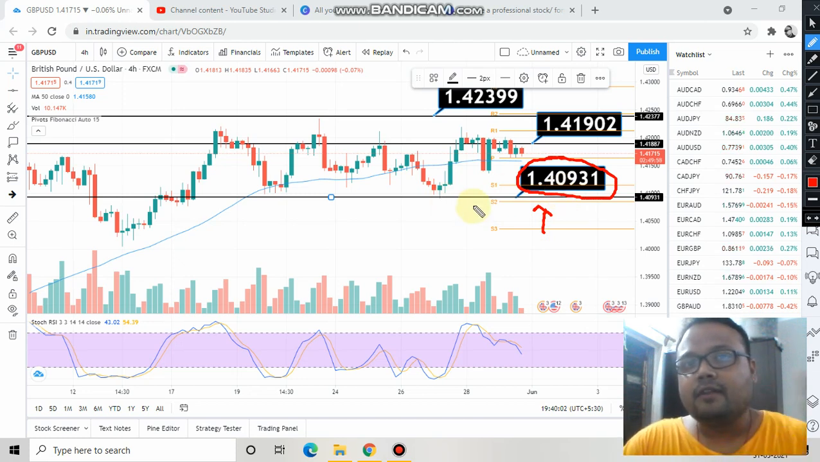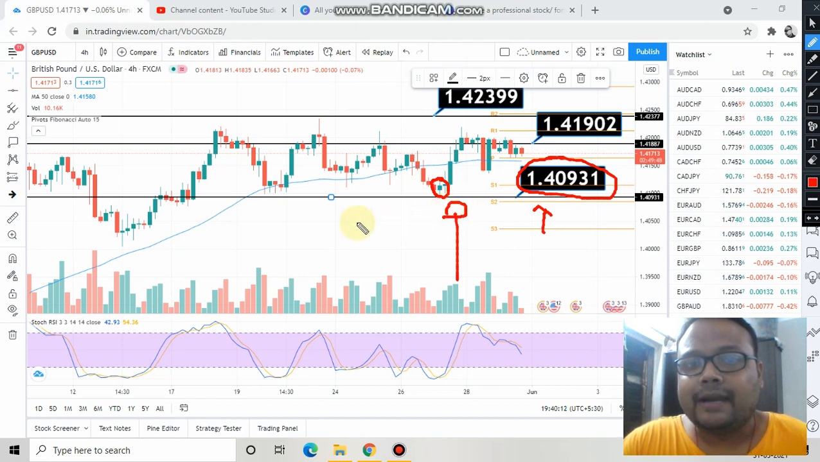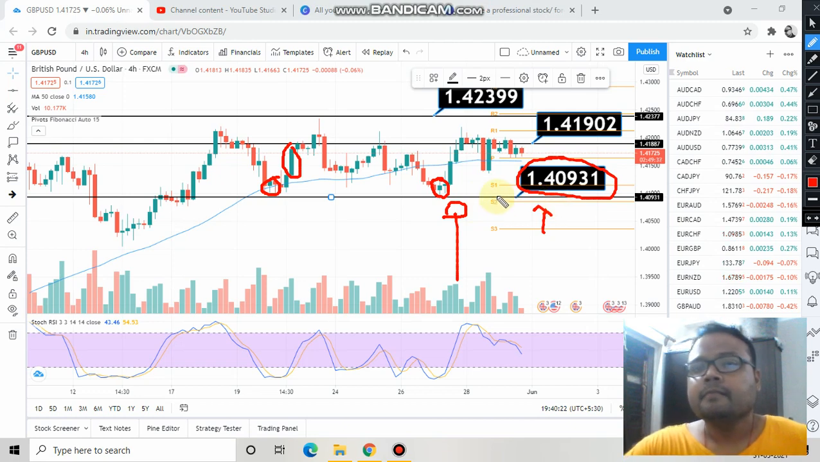But do remember, confirmation is always important. Do not trade without confirmation, and confirmation will be in the form of a hammer, price rejection from below, or a green candle like this. Once you get the confirmation that yes, the price is about to reverse from this level, you can go for a buy order.